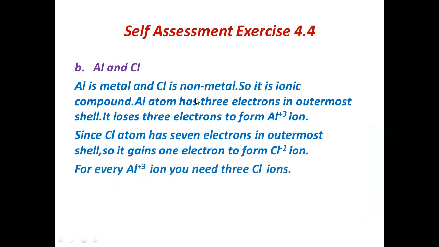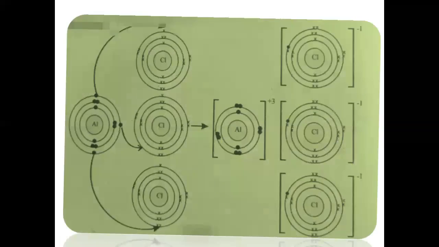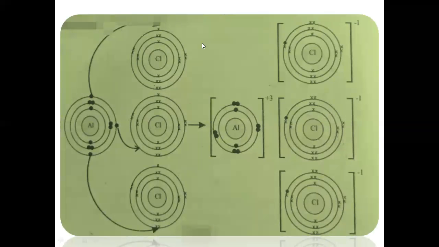For every aluminium ion, you need three chloride ions because each chlorine atom will gain only one electron, and aluminium loses three electrons, so we need three chloride ions. You can see in this image one aluminium and there are three chloride ions or three chlorine atoms. The reason is that aluminium loses three electrons and one electron will be gained by each chlorine atom to form chloride ions and aluminium ion.